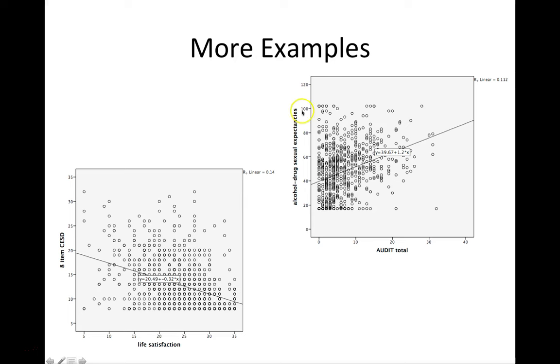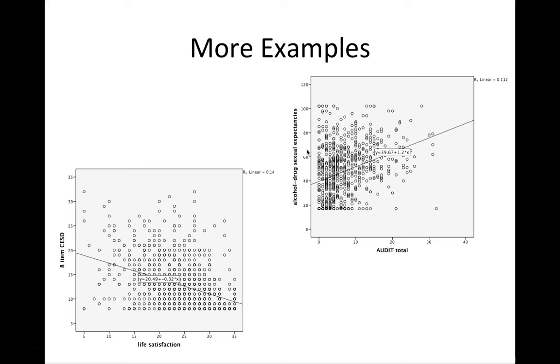And this variable over here is alcohol, drugs, sexual expectancies. This is a big area of my research. This is basically what you believe that alcohol or drugs are going to do to your sex life. So the items on this scale are things like, after drinking or using drugs, I feel sexier. After drinking or using drugs, I'm more likely to be coerced into having sex. So basically how strongly you believe in the effects of alcohol and drugs on your own sexual behavior.